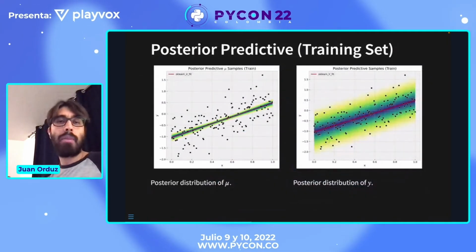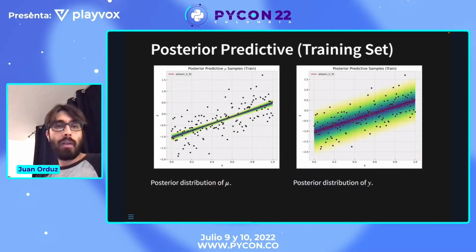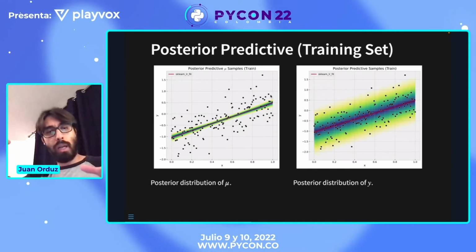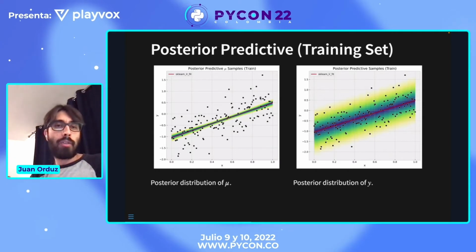So on the right-hand side, I'm just showing you the posterior distribution of the mean, which is these colored lines, and in red I'm showing the sklearn fit. So they're pretty consistent. I would still argue that it's nice that the credible intervals around the corners get a little bit wider, because you are less certain about that as compared to here in the middle. So still, this is giving you much more information.